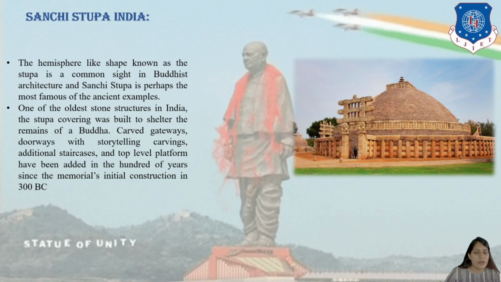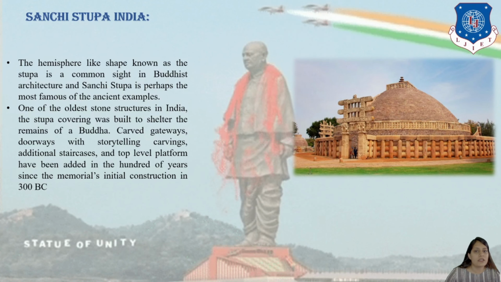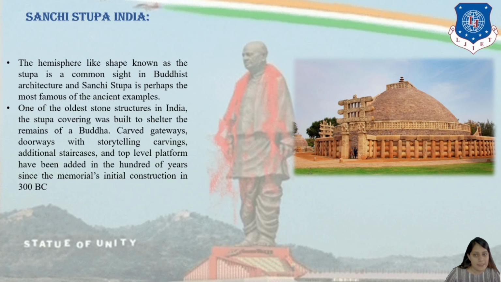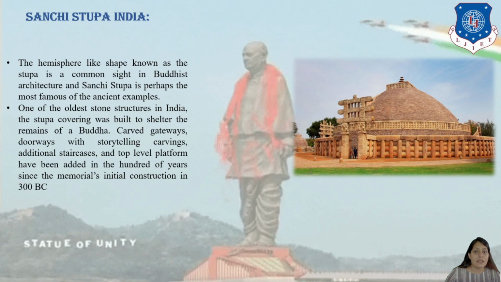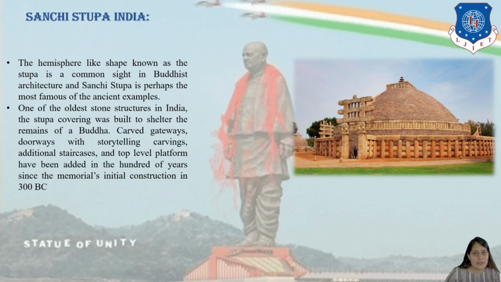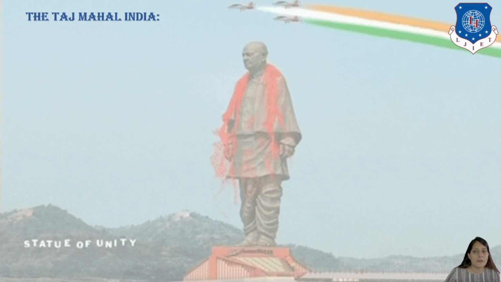So this is the Sanchi Stupa, which is very famous and has been added to over hundreds of years since its initial construction in 300 BC. It is known as a stupa, and we have constructed many other ancient structures, but this was a construction done majorly with stone. Now let us discuss the Taj Mahal.